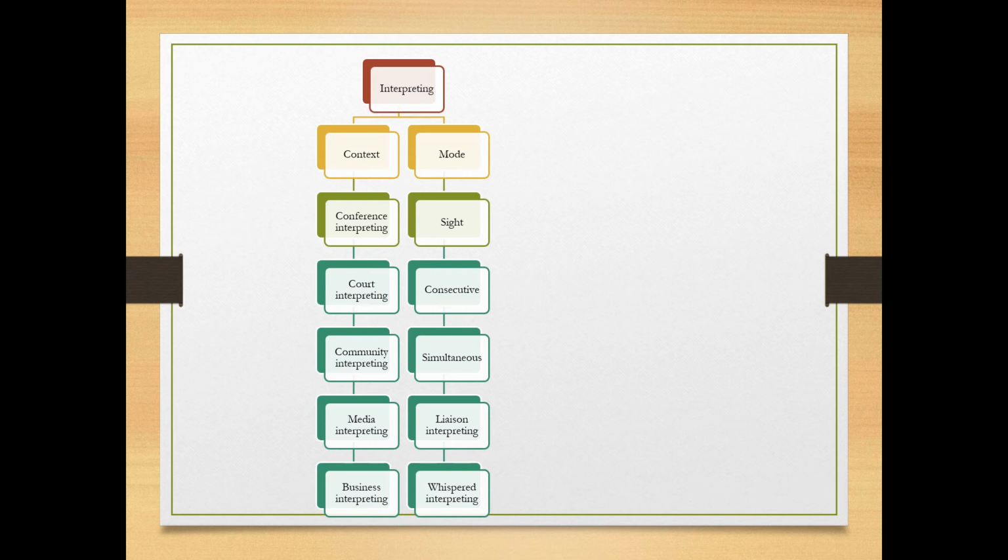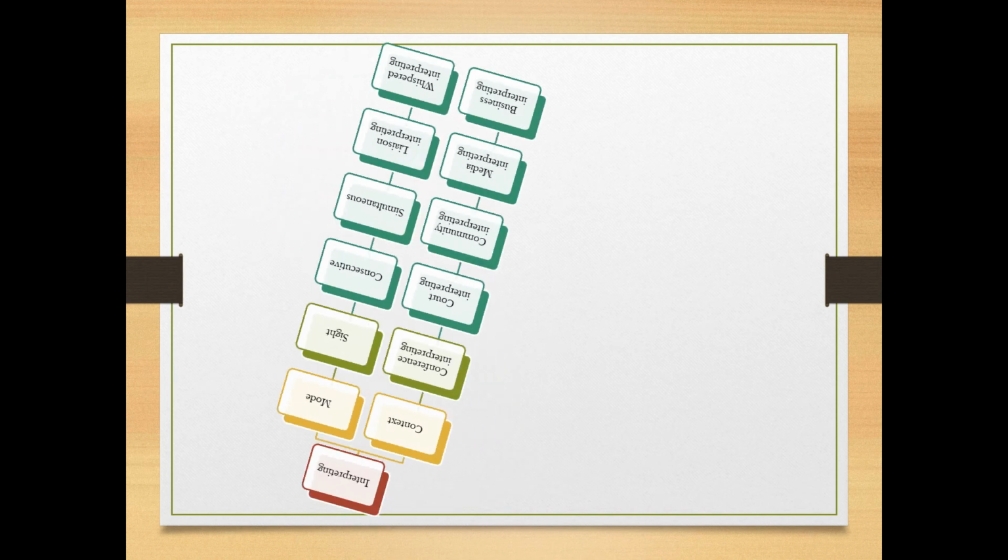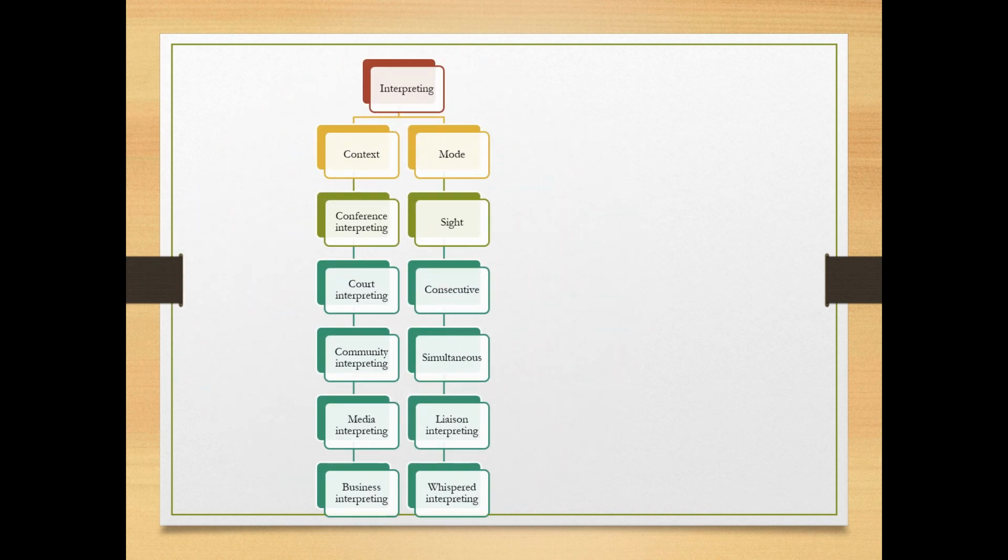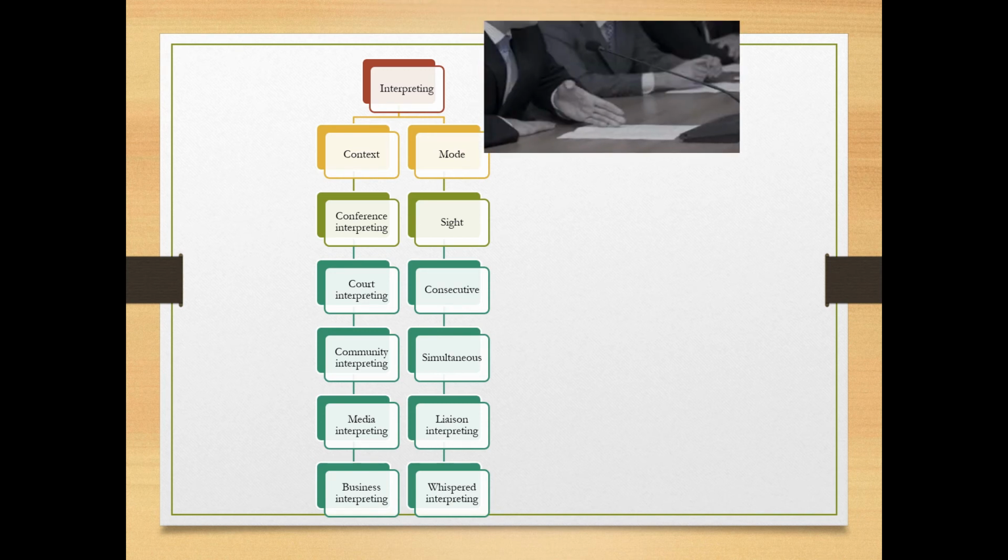Now we can have a look at the different types of interpreting. Interpreting can be divided by context into different types: conference interpreting, court interpreting, community interpreting, media interpreting, business interpreting, etc. Or by mode. So we have sight interpreting, consecutive interpreting, simultaneous, liaison interpreting, or whispered interpreting.